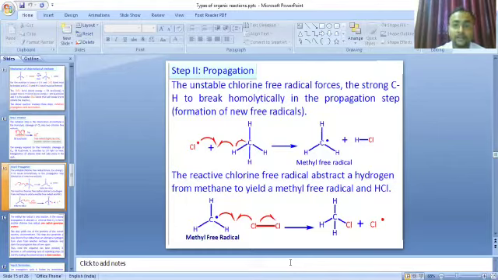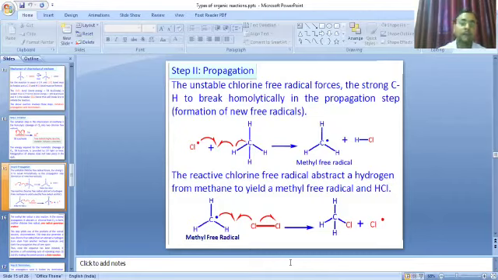In these reactions, only fish hook arrows are represented, and there are no double-sided arrows, because free radicals are formed from free radicals. So in this propagation step, a free radical generates another free radical. Like in this reaction, you can see that the chlorine free radical reacts with methane to give the product methyl free radical and HCl. This methyl free radical is also very reactive, and it reacts with another chlorine molecule to give the product methyl chloride and a chlorine free radical.